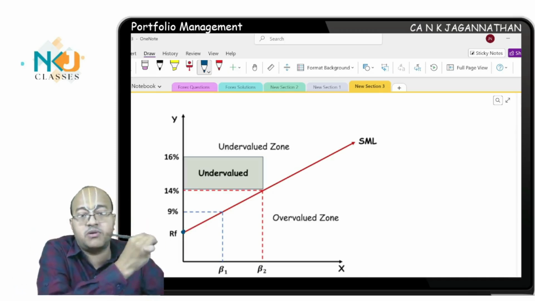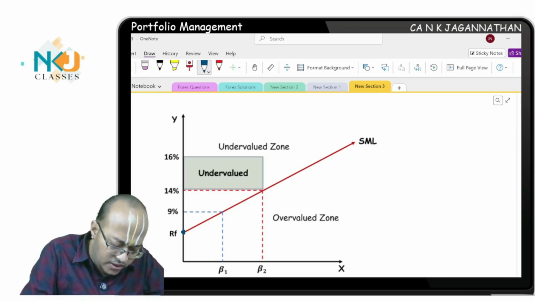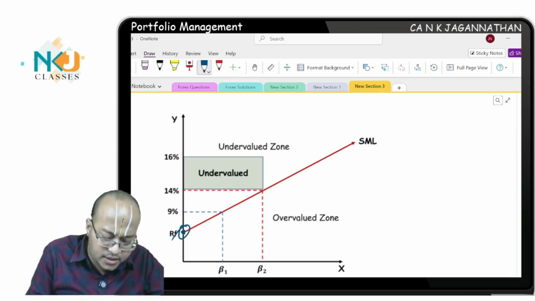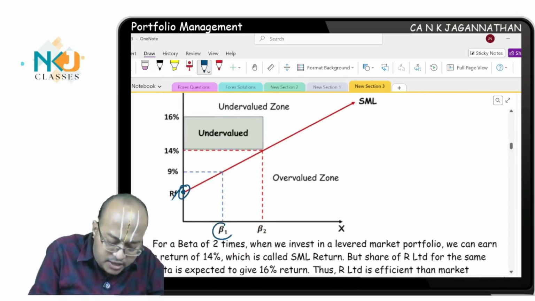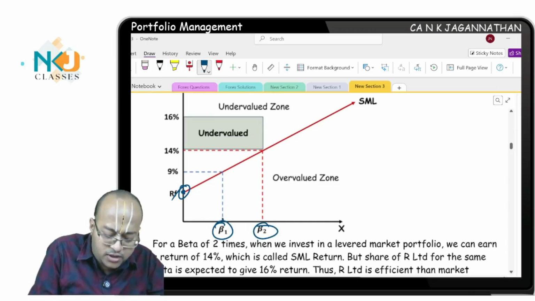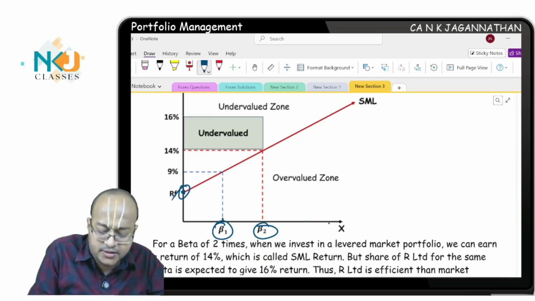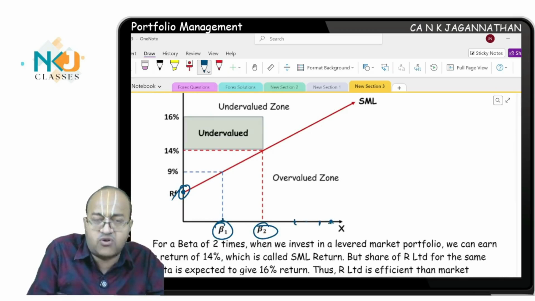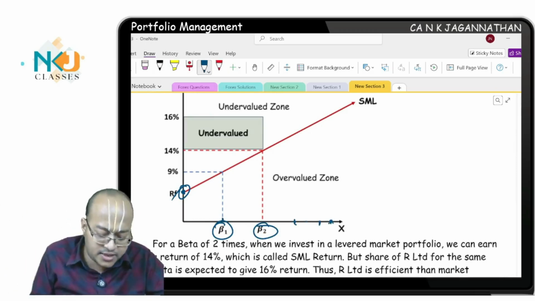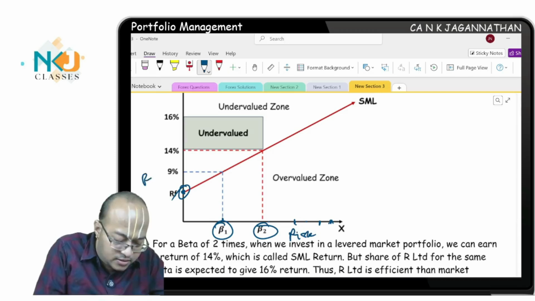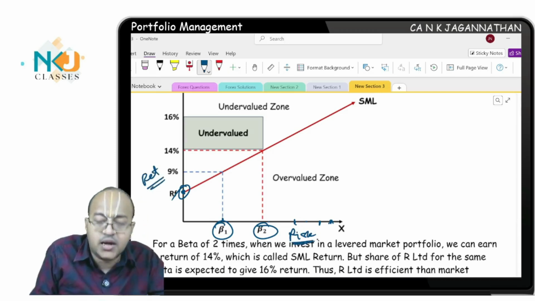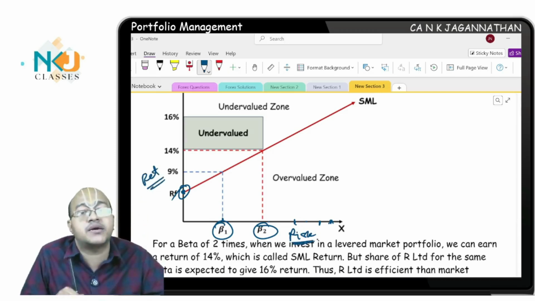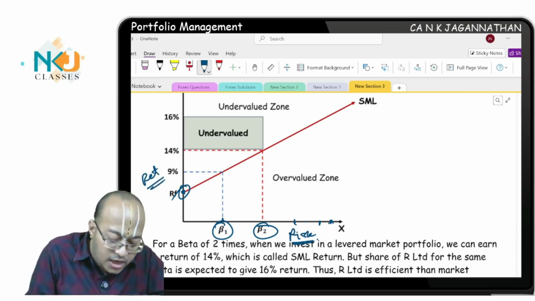The representation of CML we did in one graph, same thing here also, RF is same, and here only the change is in the beta. Assume the beta is 1, beta 2, beta 3, like this. If the beta is more than 1, it will go like this. Are you understanding? This is risk, this is return, but here risk is measured using beta instead of standard deviation, that's the only change.